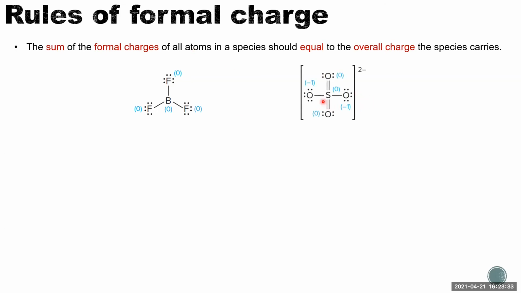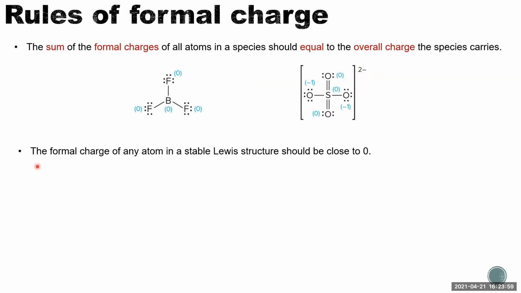Or if we have a sulfate, here a Lewis structure is shown. A sulfate carries a -2 charge, and if you add all of the formal charges of each atom here, including 1 sulfur and 6 oxygen, the sum of these values, the blue formal charge values, is also -2. So the sum of the formal charges equals the charge that this species carries.